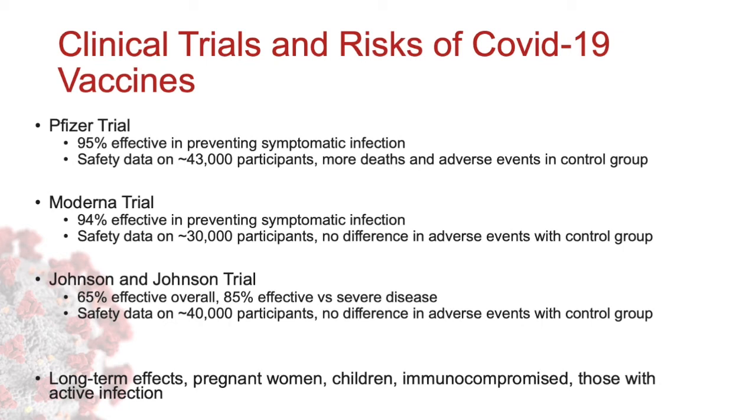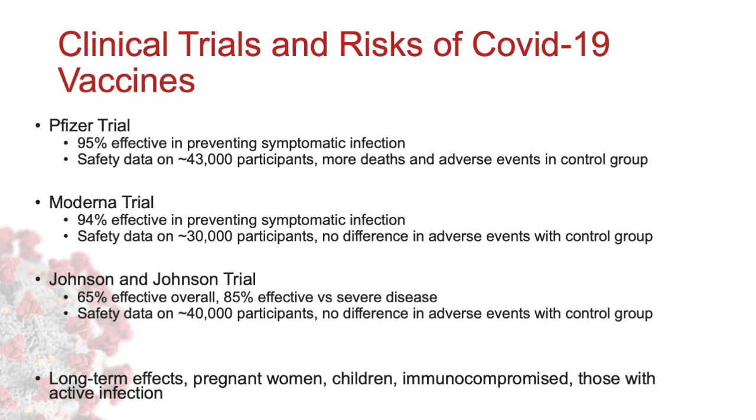But the 3 that were used to get approval in the US, you can see that both the mRNA vaccines, which are the first 2, the Pfizer and the Moderna, had about 95% effectiveness in preventing symptomatic infection. The Johnson & Johnson was a little bit lower, but more importantly, it was 85% effective in preventing severe infection and hospitalization and death. So they're all relatively equally good at preventing those severe infections, which is really what we're concerned about, preventing mortality with these vaccines.